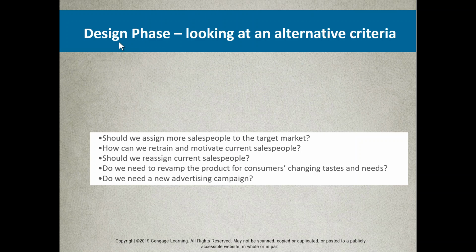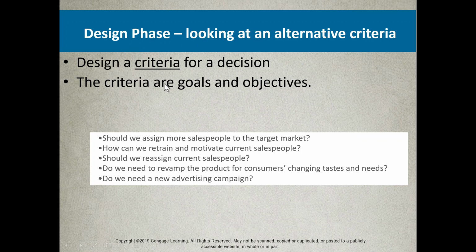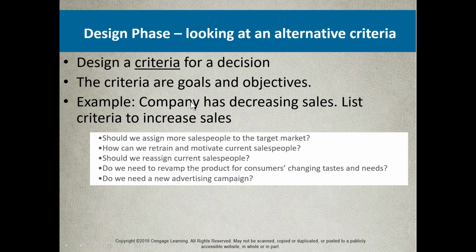The next phase is the design phase. We're going to look at alternative criteria for helping us make those decisions. In designing criteria to help us make a decision, the criteria should be the goals and objectives that we want to achieve. What are our goals? What are our objectives that we're trying to achieve with this decision? Are we trying to become more profitable? Are we trying to have more satisfaction? Are we trying to get more learning outcomes? What is the actual goal or the objective?